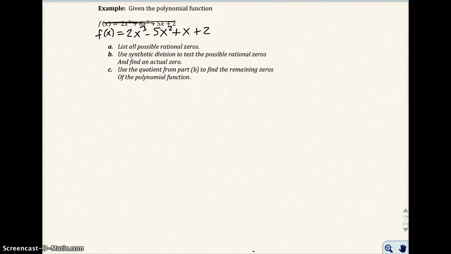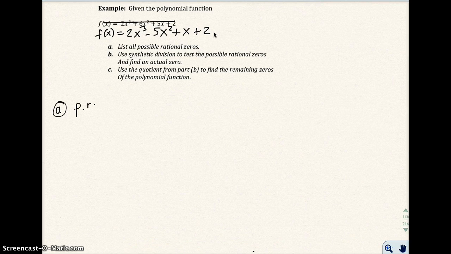Okay, so in the last video, I had you recopy the example because it was typed incorrectly in the book or in your guide notes. Now, if you're watching this in the future and it's been fixed, hopefully this is the example you're looking at. f(x) = 2x^3 - 5x^2 + x + 2. Okay, so part A, we want to list all possible rational zeros.